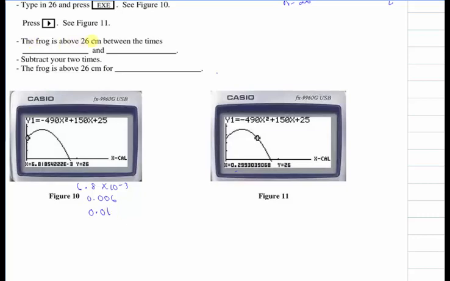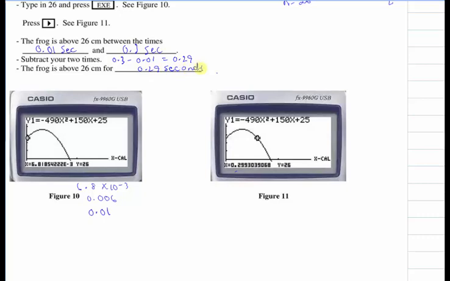So the frog is above 26 centimeters between the times of 0.01 seconds and 0.3 seconds. We want to know what time the frog is above 26 centimeters, so we need to subtract our two numbers, so 0.3 minus 0.01, and we get 0.29. And so the frog is above 26 centimeters for 0.29 seconds.